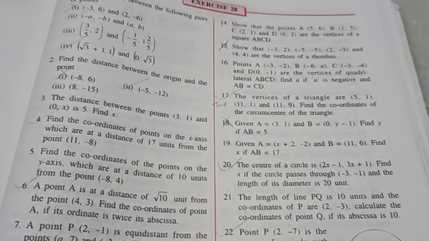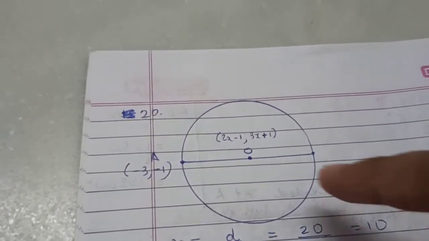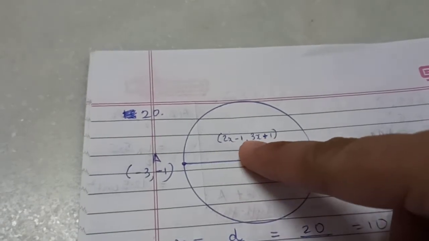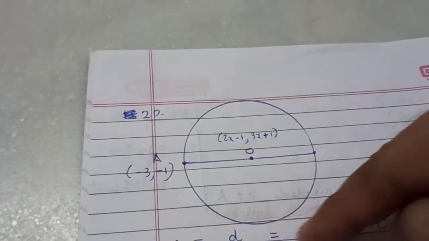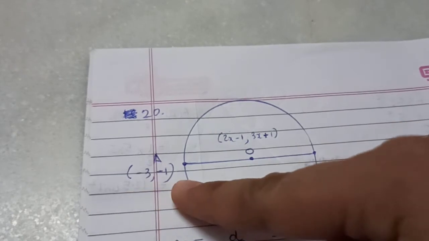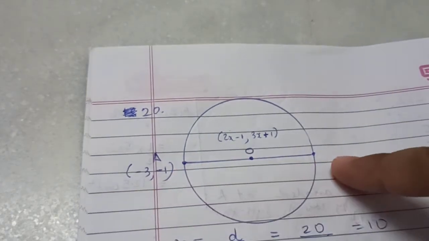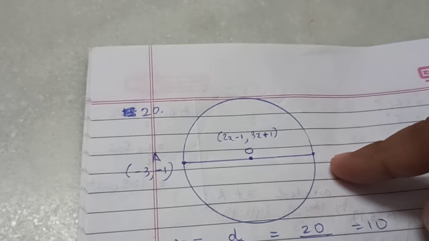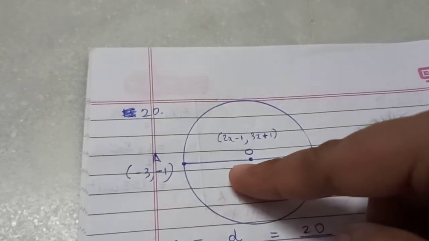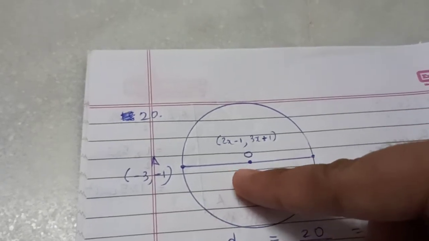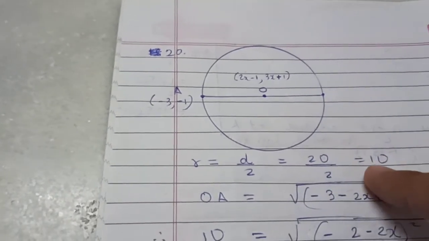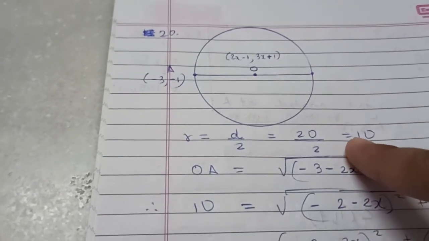There's a center of the circle and the circle passes through a point -3, -1. Diameter is also given. Always draw a diagram, it makes it very easy to solve the sum then. The center of the circle is given, but we don't know the value of x. It passes through point A, whose coordinates are given, and the total diameter is also given as 20 units. OA is a radius. How much will that be? 10 units, half of diameter. So now the sum is easy.